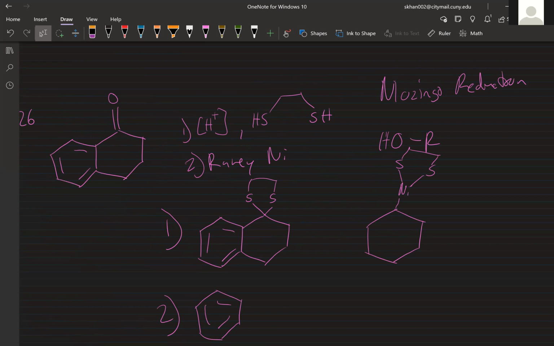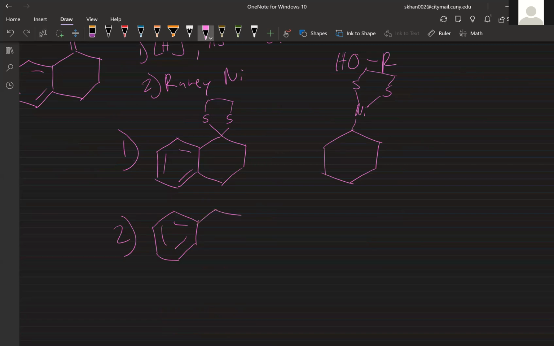But as far as you're concerned, I think the only time you see Raney nickel is in this case, which is this desulfurization here. But I think you could use it for nitro reduction and all sorts of various stuff. It's a pretty useful compound in terms of its ability to hydrogenate.